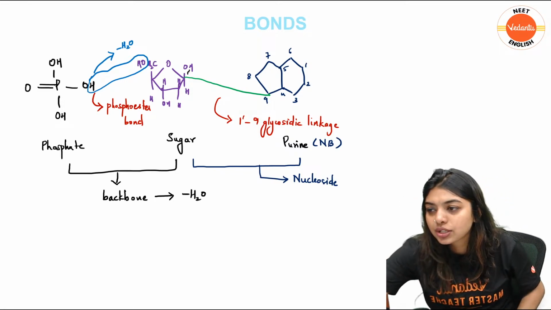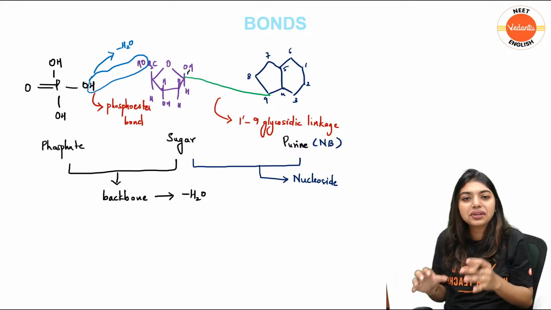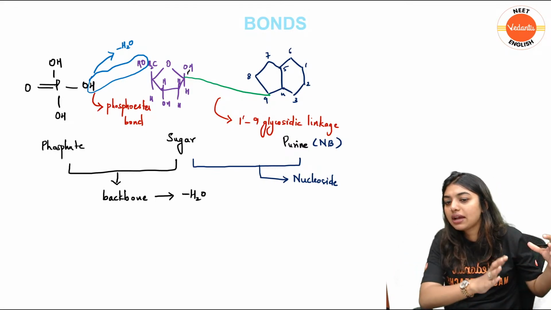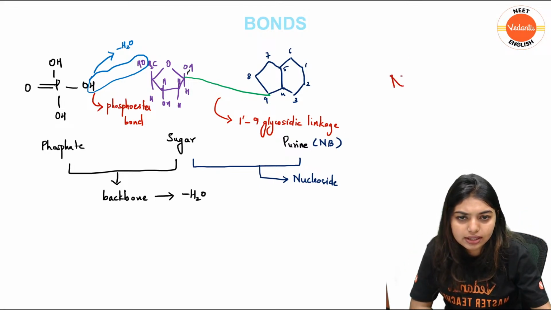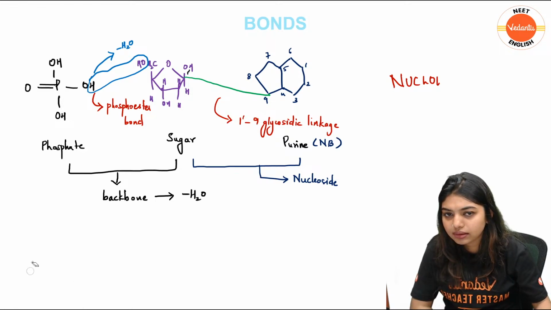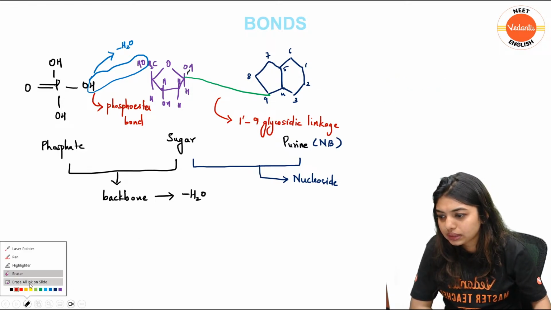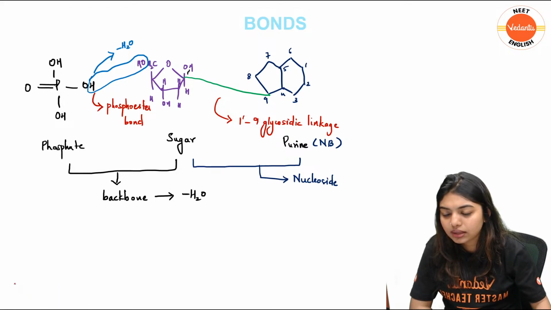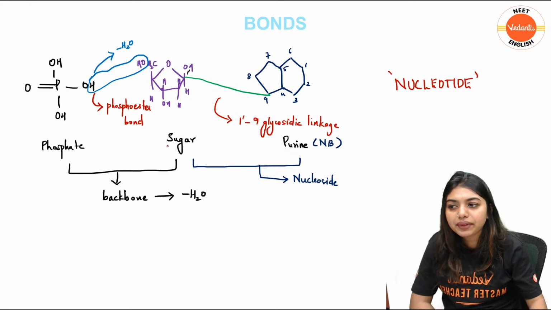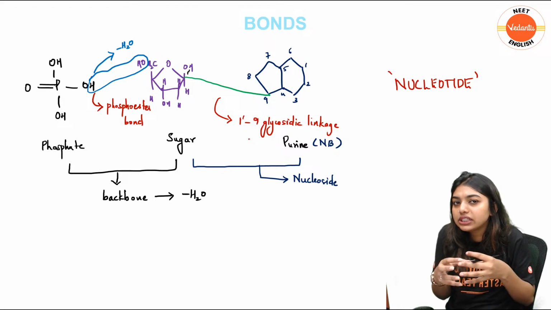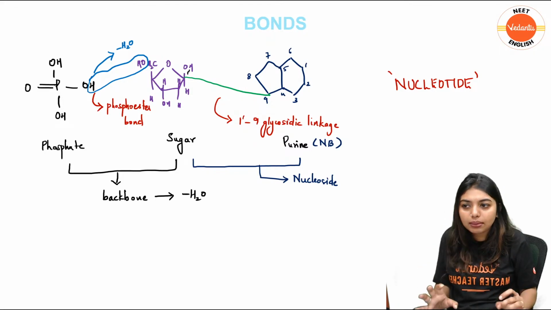Yes. So students, look here. First we have a phosphate, then we have a sugar, then we have a purine or a nitrogenous base. This is basically our nucleoside. Yes or no? This is our nucleotide. So students, these three have to bind with each other to form the double helical structure.